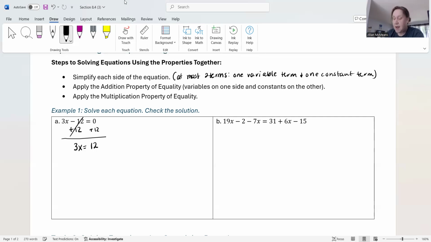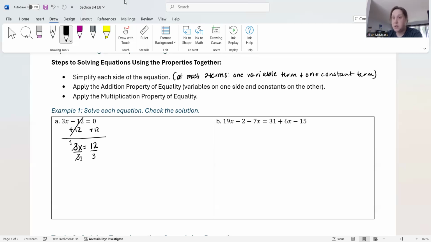Now we've got the 3x all by itself and the constant term all by itself on separate sides of the equation. This is when we can officially apply the multiplication property of equality. We want to get the x by itself. We currently have the x term by itself, but now we want the actual x alone. So what has happened to x? It has been multiplied by 3. And in math, to undo multiplication, we divide. So I'm going to divide the left by 3, but to maintain that equality, I have to also divide the right by 3. Over here on the left, we have 3 divided by 3, and they just divide out to become 1s.